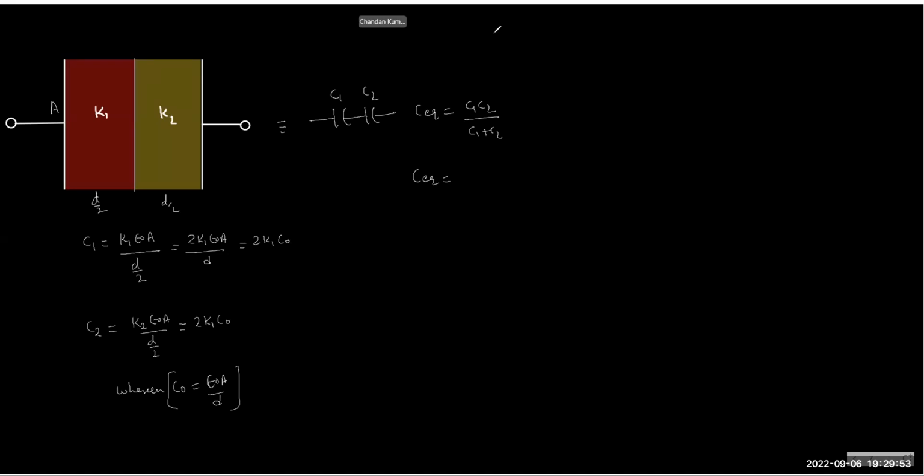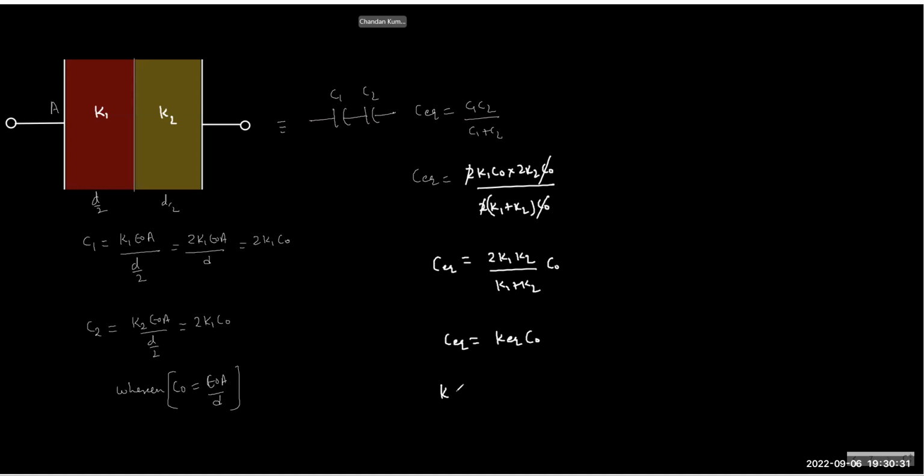So C equivalent we can write as C1 C2 upon C1 plus C2, which is 2K1 C naught times 2K2 C naught upon 2 into K1 plus K2 into C naught. So what we are left with is 2K1 K2 upon K1 plus K2 into C naught. That's it. Pretty easy to solve. We have solved this earlier; now it's the method of circuit. It's easy. And eventually you can write it like this.